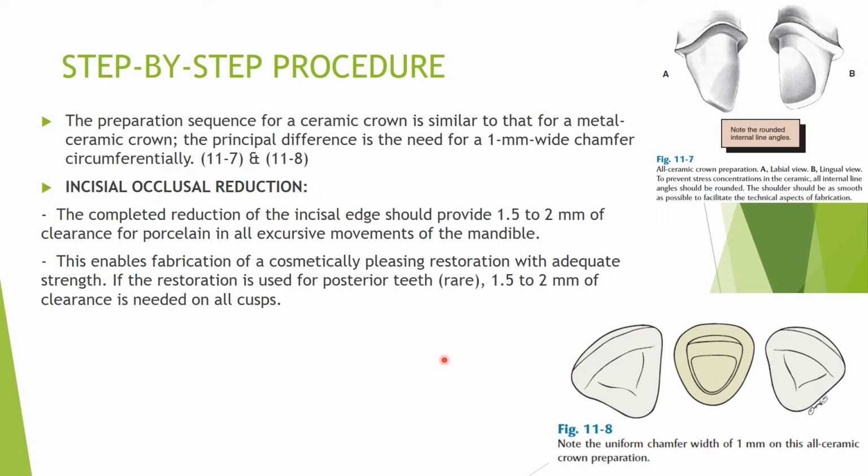All right. So coming to the incisal occlusal reduction, the completed reduction of the incisal edge should provide 1.5 to 2 mm of clearance for the porcelain for all the excursive movements of the mandible, right? This enables fabrication of a cosmetically pleasing restoration with adequate strength, right? And the clearance will be proper. There will be no chipping, no fractures.